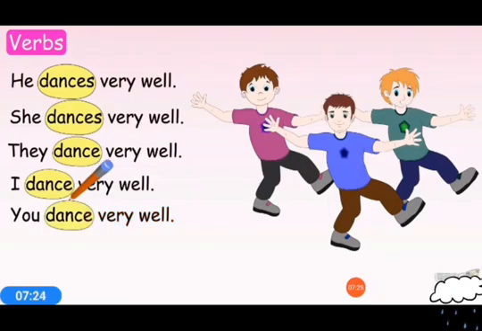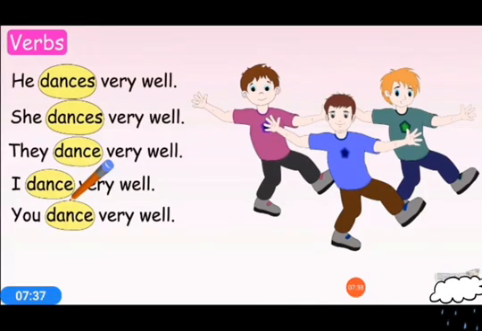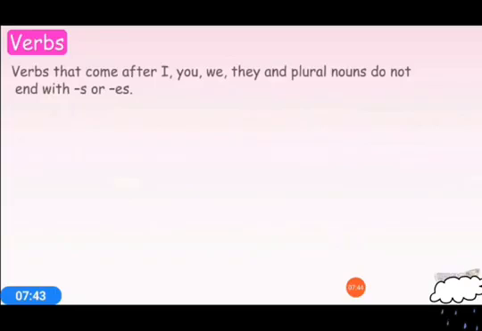So children, what do you observe here? The verbs in these sentences are either dance or dances. So we have two forms of the same verb here, dance and dances. Let's learn the reason behind it.